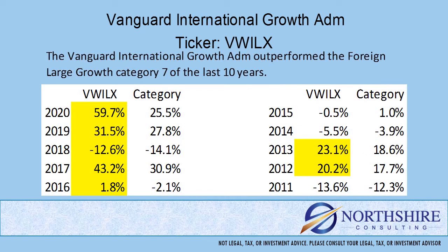Now that we've looked at expenses, what exactly are we paying for? If we own this fund, we're hoping that paying this expense will help us outperform the other funds in the category while not deviating from the objective. This fund has outperformed its peer group 7 out of the last 10 years.